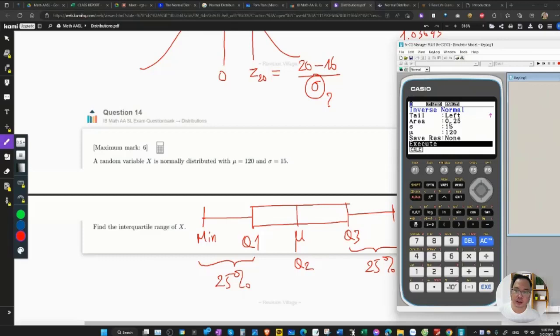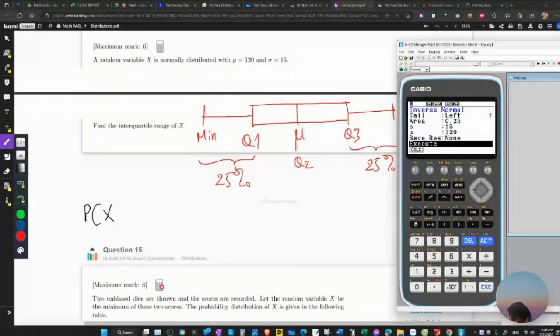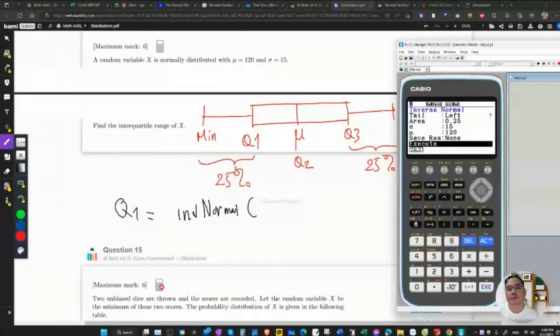Lower quartile using the area on the left, with the area to be 25%. Similarly, with the upper quartile, the area on the right, 25%. And the middle from Q1 to Q3 is 50%. For the lower quartile, you can write Q1 equals inverse normal, left, 0.25, 15, mean 120. So we can write exactly like this on a test, and we still get marked for showing steps. This writing is enough.